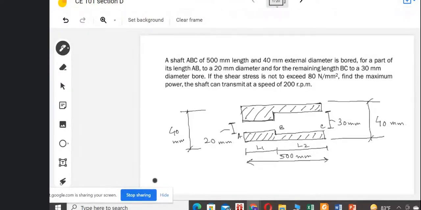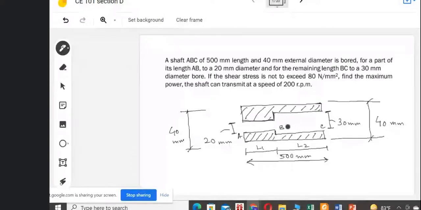So in this case, the tip is that if a shaft is made up of different lengths like L1 and L2 and of different diameters, that is, of varying sections, the torque transmitted by the individual sections should be calculated first, but the strength of such a shaft will be for the entire shaft. The strength will be the minimum of the two values of torque.